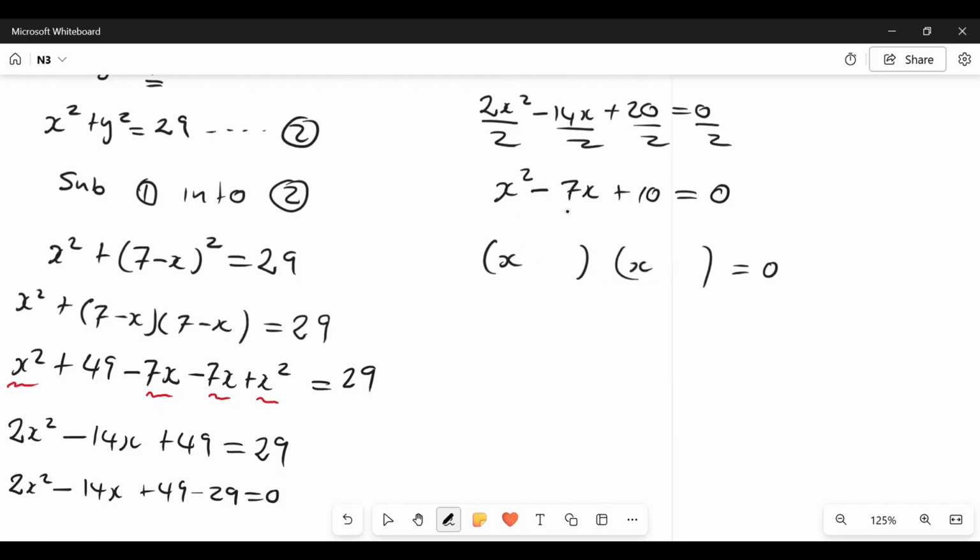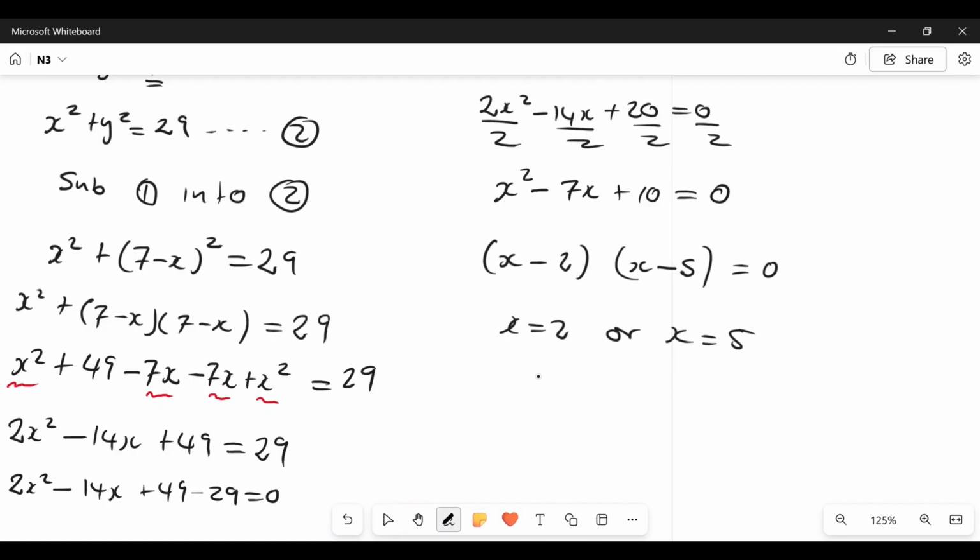Now we need to find the factors of 10. When you add them, they're going to give you 7. We have 5 and 2. Right. So if you put negative and negative there, these factors, negative 2 multiplied by negative 5, they're going to give us positive 10. But negative 2 plus negative 5, they're going to give you negative 7. So these factors are correct. Now, x is going to be equaling to 2, or x is equaling to 5.